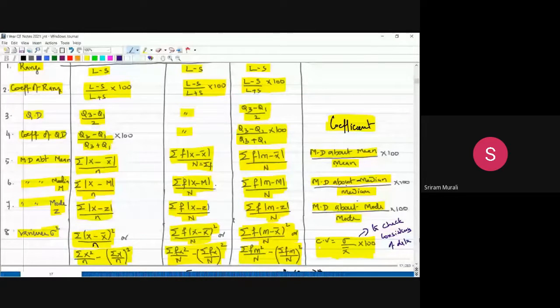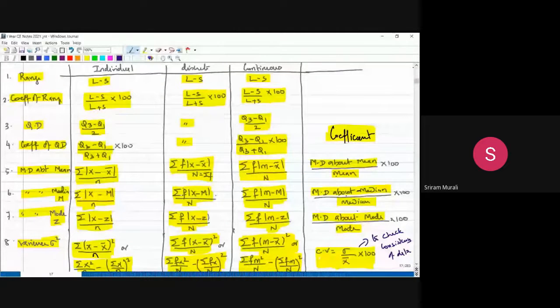Do you have any doubts? Have you understood these formulas? Yes, sir. Sir, what is L and S in the range? L means largest, S means smallest. Q3, Q1: this is your Q1, this is your Q3. Your Q2 will be here, in the middle. Q2 is nothing but median.